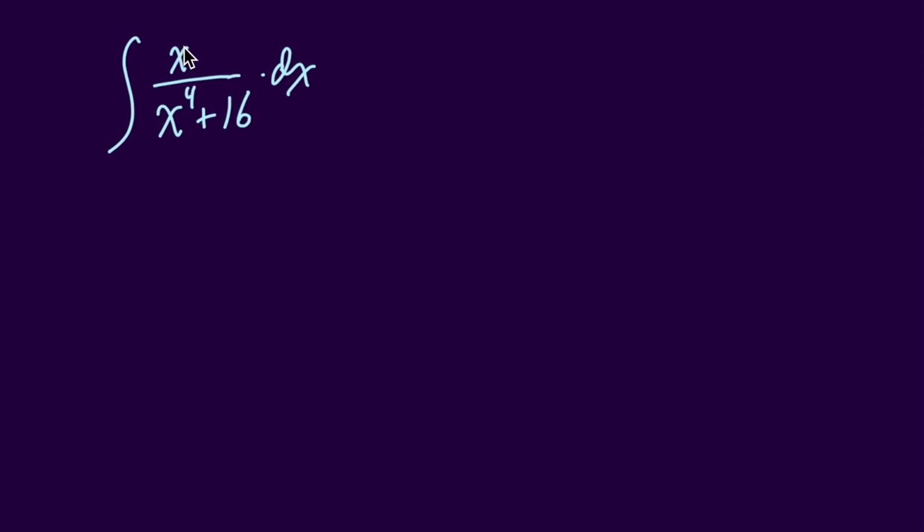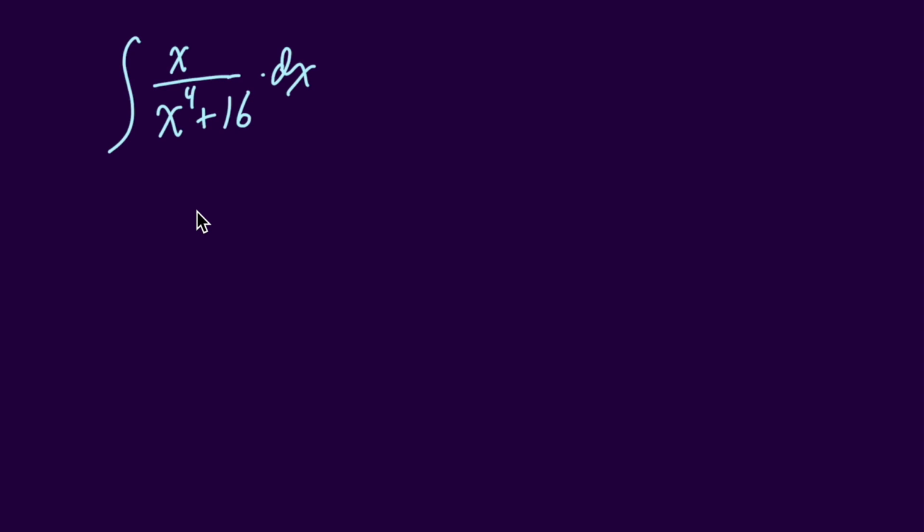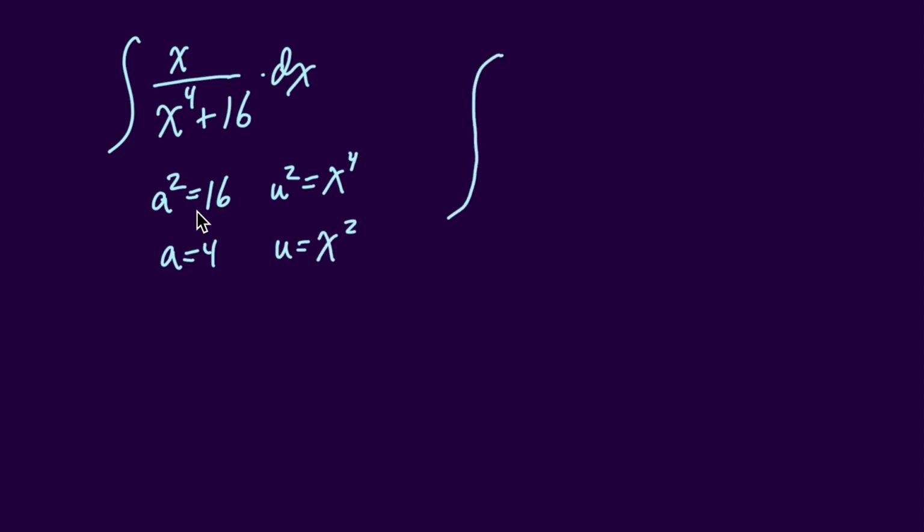We see that x in the numerator, which often dissuades us from using inverse trigonometric functions, but there's a large exponent. So let's see if that works out. We're going to let a squared equal 16. We're going to let u squared equal x to the fourth. a equals 4, u equals x squared. So we're going to rebuild this.